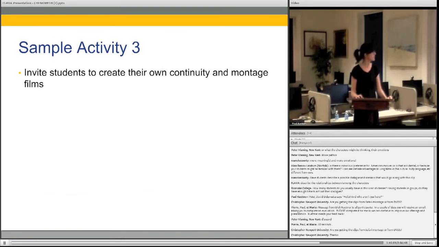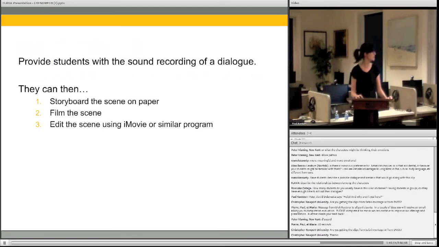Activity 3, invite students to create their own continuity and montage films. So this would be a slightly more advanced level where maybe you wanted to teach them the difference between those two techniques. And then you could give them a dialogue. It could be a radio dialogue, it could be TV, it could be a film. Take away the image, play the dialogue for them, have them create the visuals. So more on the comprehension end than on the production end.